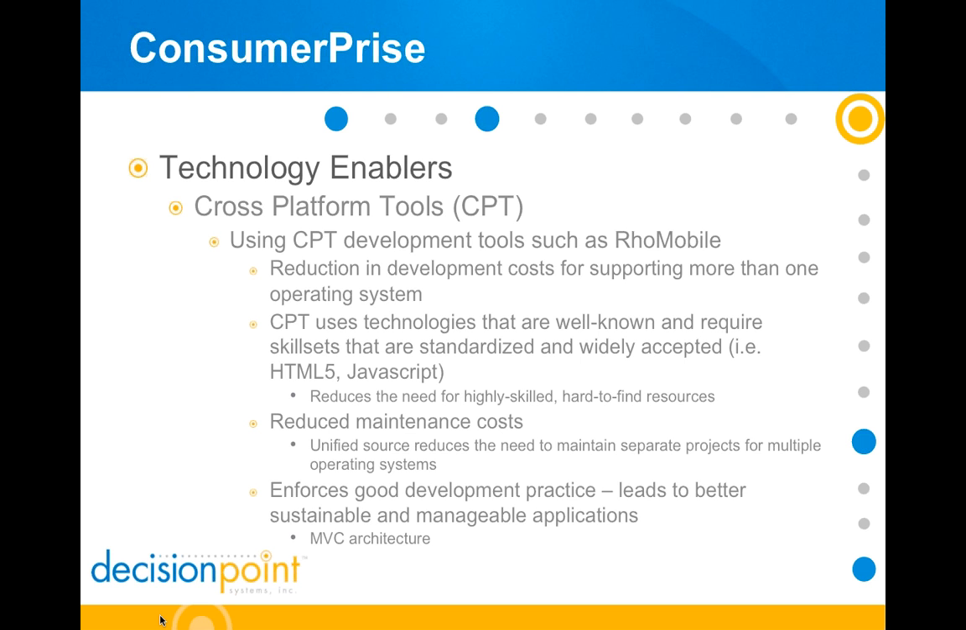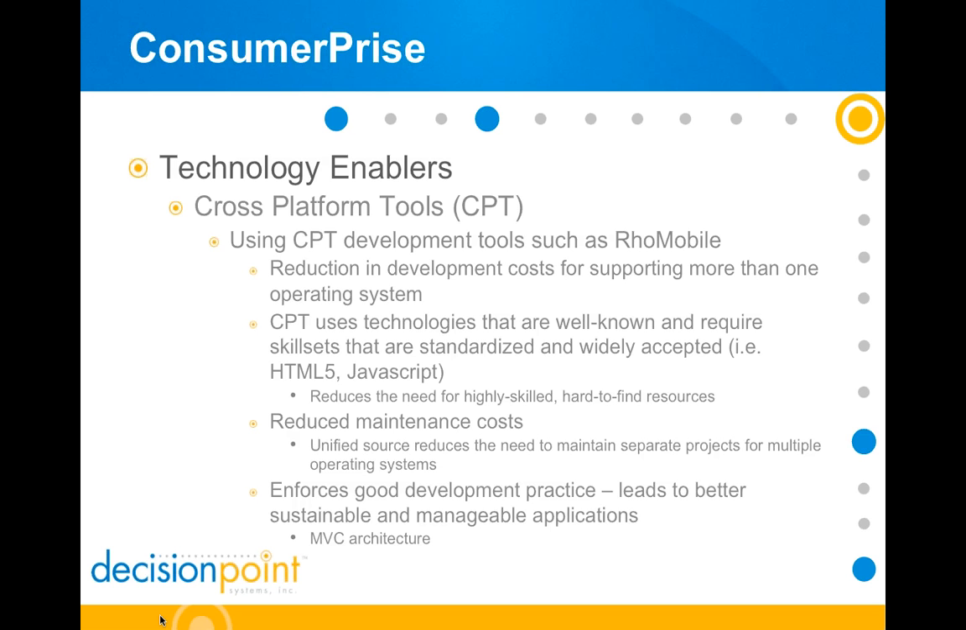So this is all great, but how do we do this? Well, there are technology enablers that allow us to accomplish the ConsumerPrise model. The best enablers are cross-platform tools. Cross-platform tools allow you to reduce development costs for supporting more than one operating system. We've chosen RoMobile as our go-to-market cross-platform tool.